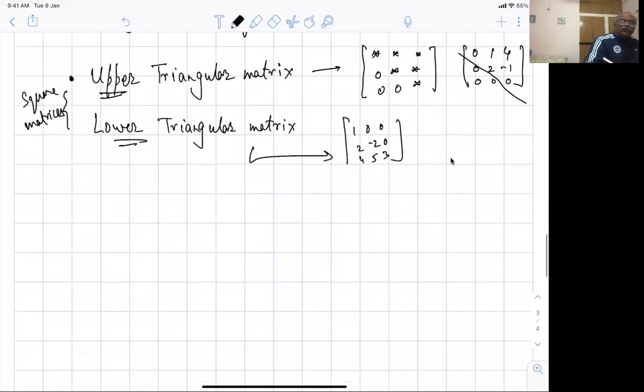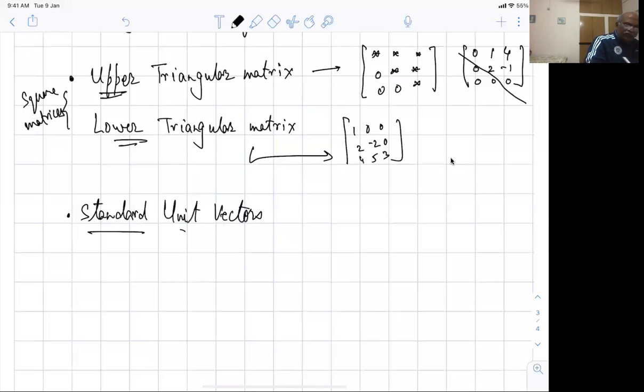Then there is a notion of what is called a standard unit vector. So we have the notion of the standard unit vectors. As I said, we are taking vectors as column vectors, so I look at it from that point of view. So if I write E1, E2, up to En, there are n of them, they are vectors of Rn. I would like to understand them.